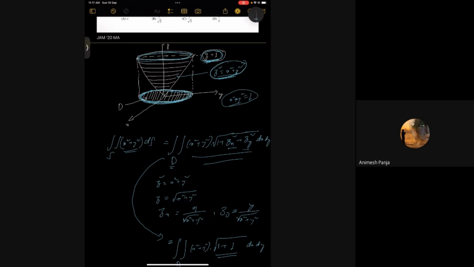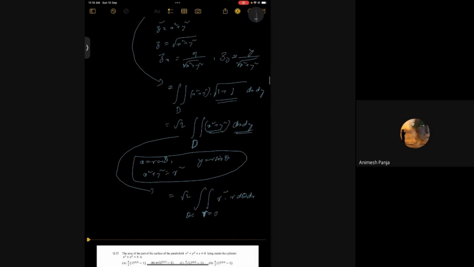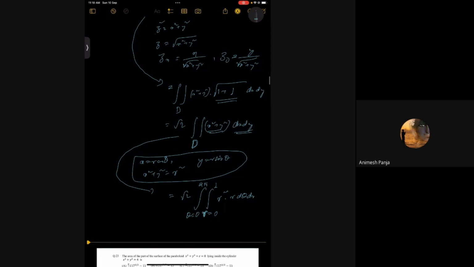And if you notice, the radius of this disk is exactly the same as the radius of this circle. So if you substitute z equal to 1 in the equation of the cone, you get x squared plus y squared equal to 1. And that is nothing but a circle of radius 1. So if you project it on the xy plane, you get a disk of radius 1. So r will go from 0 to 1, theta goes from 0 to 2 pi, because it's a full disk, not a hollow disk.